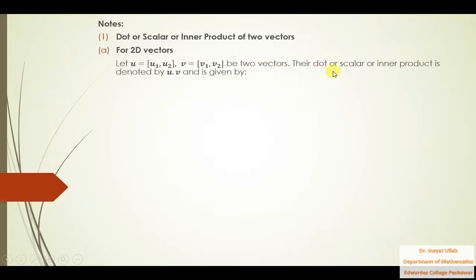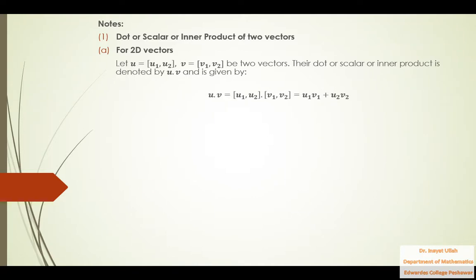Their dot product or scalar product or inner product is denoted by u dot v. Remember that the dot product of two vectors is denoted by u dot v. There is a dot between these two vectors, so that's why this is called the dot product. Secondly, it is also called the scalar product because the dot product of two vectors is actually a scalar quantity. It gives only the magnitude.